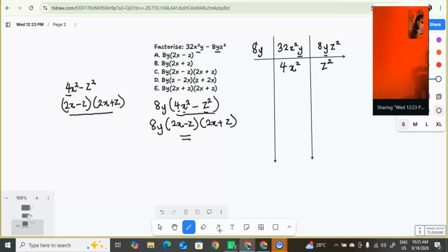But if the terms inside this bracket are not perfect squares, you can just leave it like that. But because the two terms in this bracket are actually squares, that is why we had to use the difference of two squares to arrive at this final answer. So the answer to this is option C.